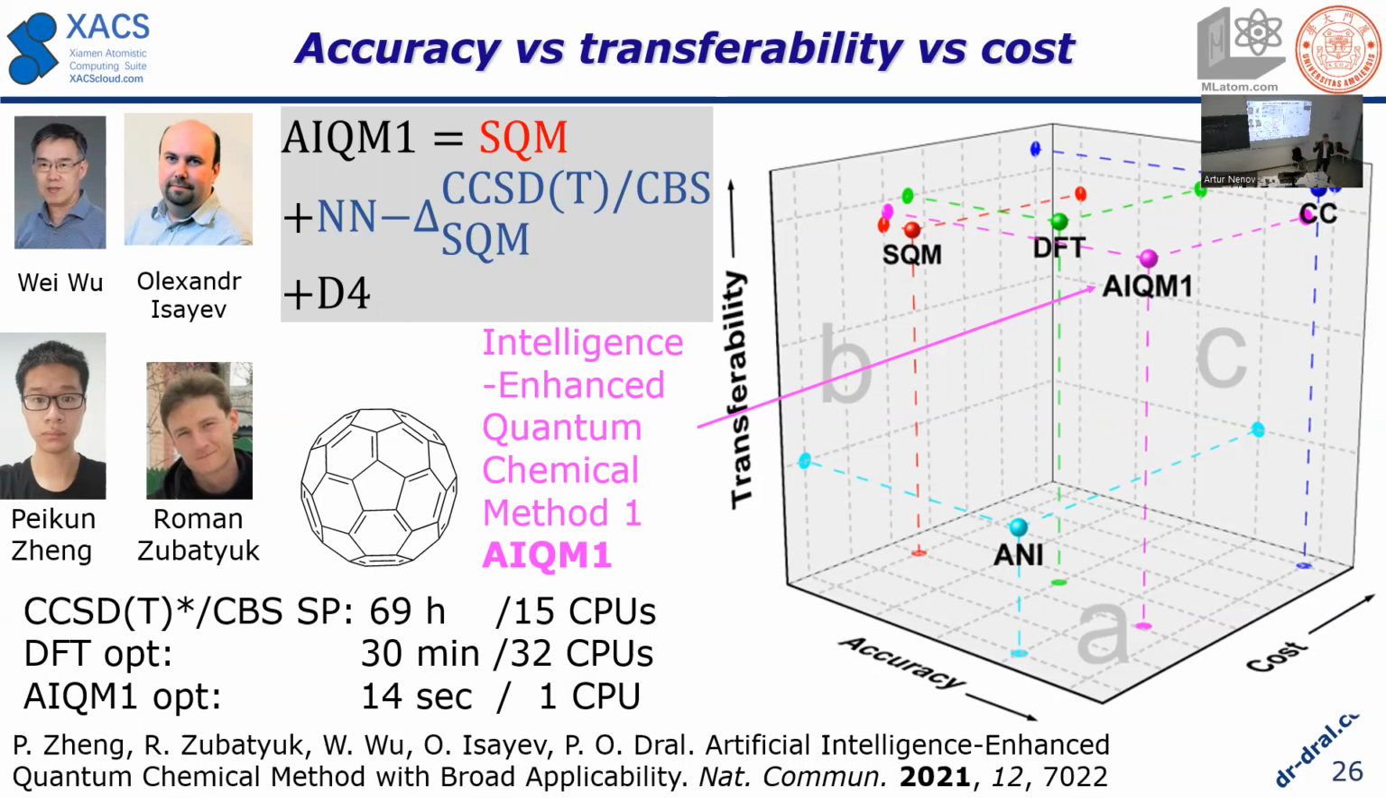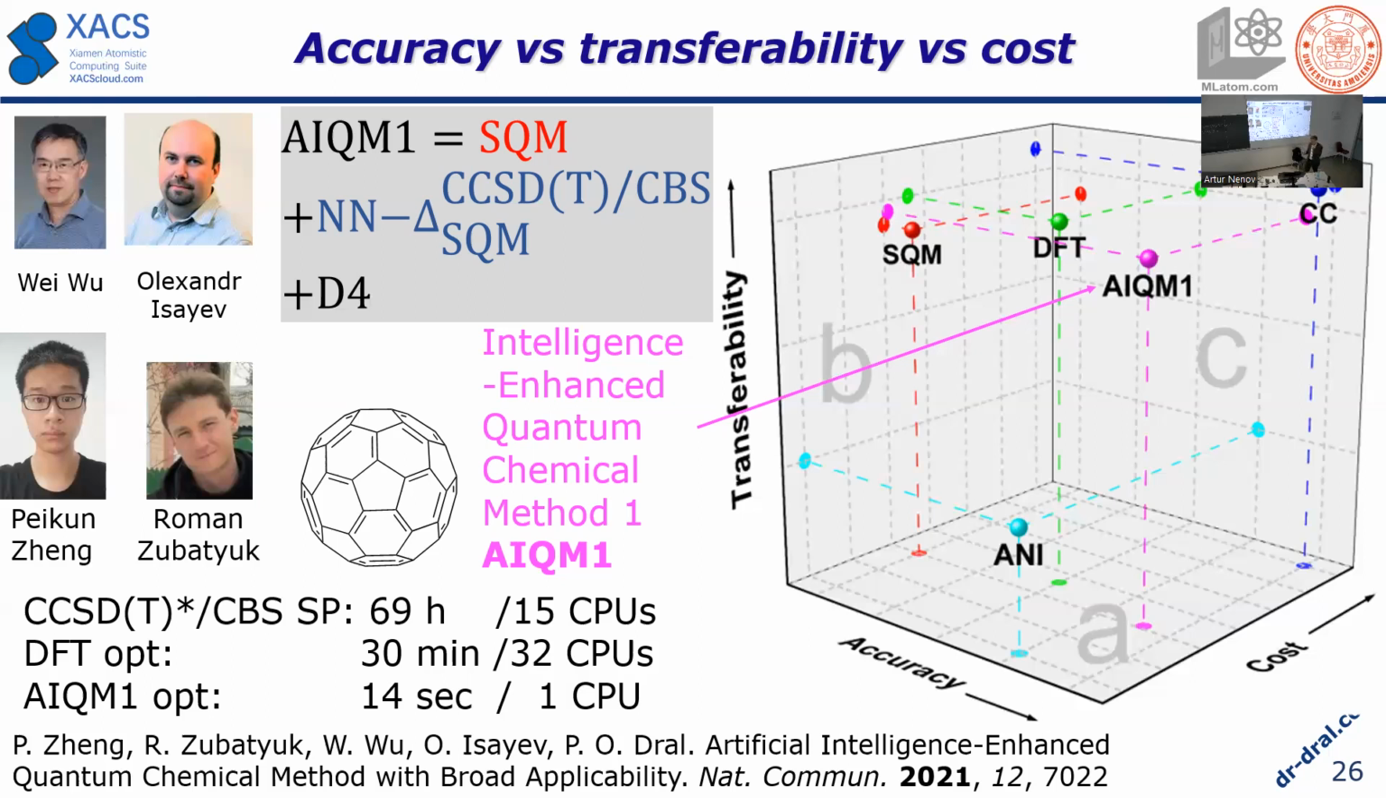Now, this concept I had in mind in 2015, but the paper was published in 2021. So it needed lots of effort in many technological developments, like data, methods, and so on. But in the end, optimization of a molecule takes 15 seconds, while DFT takes like 30 minutes with more CPUs, and coupled cluster at single points is much slower.